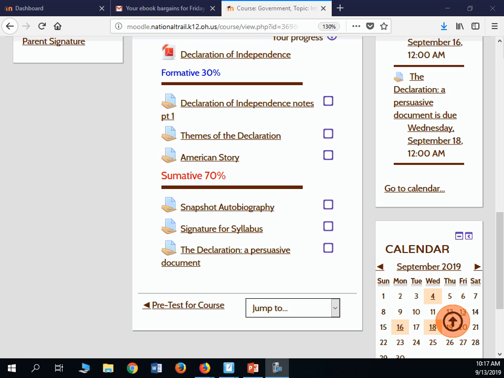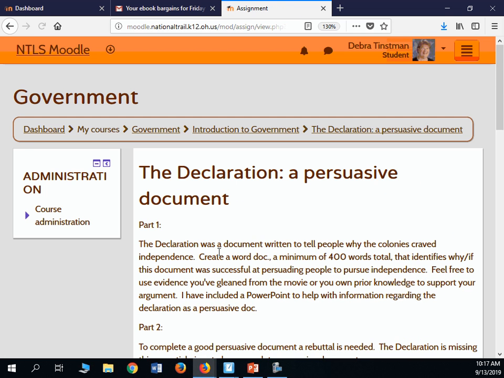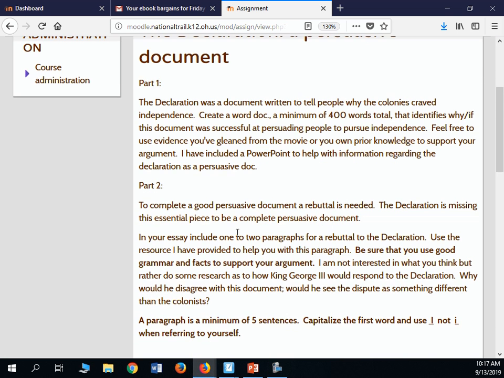Okay, so the assignment that you're going to be expected to complete is this one, Declaration a Persuasive Document. If you open it up, you will find that there are two parts to it. The first part has to do with whether you believe that it was a successful document or not, persuading people to the issue of independence. Now, feel free to use evidence that you've gleaned from the movie or your own prior knowledge to support your argument. And I have included a PowerPoint for you to take a look at to help you with understanding what the document was.